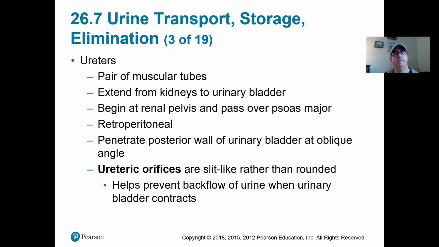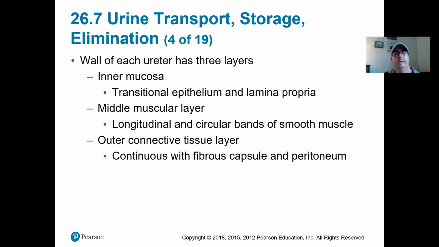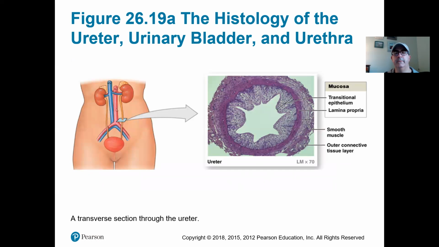The ureters are muscular tubes that extend from the kidneys to the bladder, and they enter the bladder through ureteric orifices. Each ureter has three layers: an inner mucosa, the middle muscle layer, which pushes urine through, kind of like peristalsis in your digestive system, and the outer layer is a connective tissue layer.